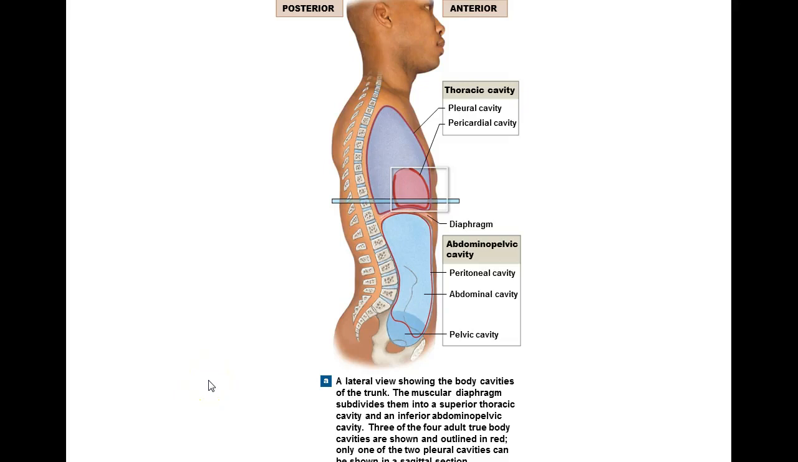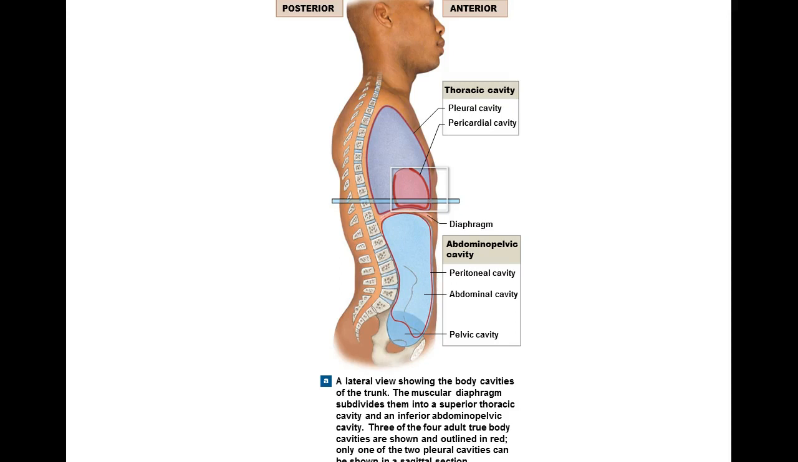All right, here's the last portion of chapter 1. This portion of the chapter talks about body cavities and what we find in those, how we define them, and what their purpose is. So this would be a sagittal view, and what you're seeing are three different body cavities, actually four different body cavities, the abdominal pelvic being considered one and also two.